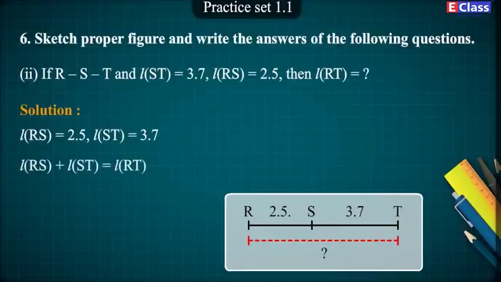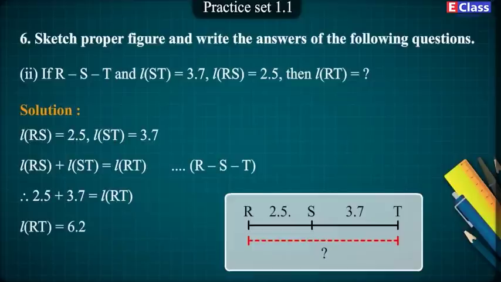Length of RS plus length of ST is equal to length of RT, since R, S and T are collinear. Therefore, 2.5 plus 3.7 is equal to length of RT. Answer. Length of RT is equal to 6.2.